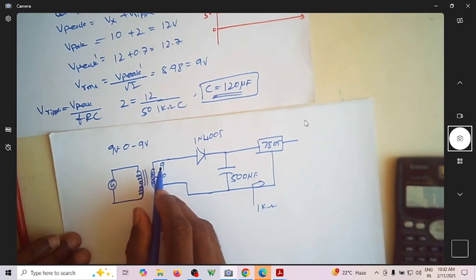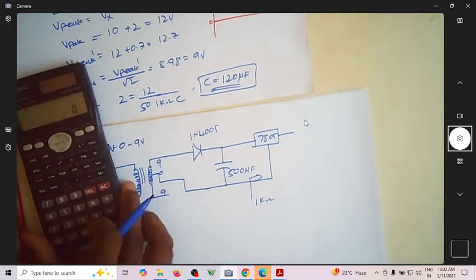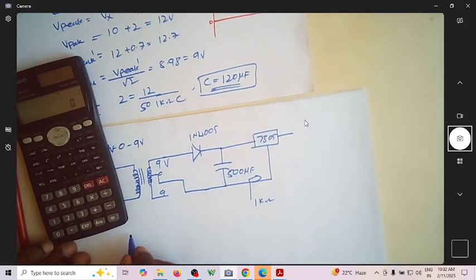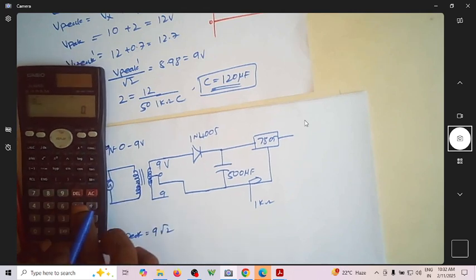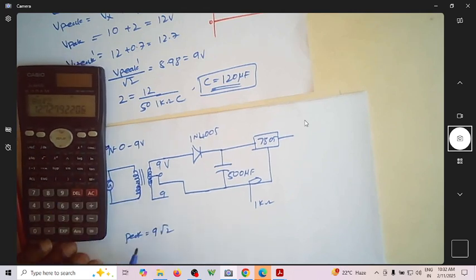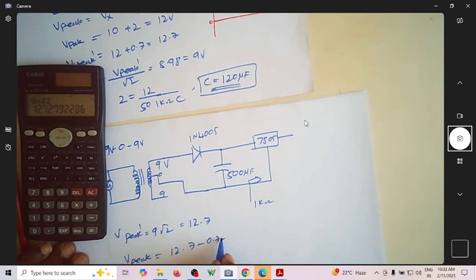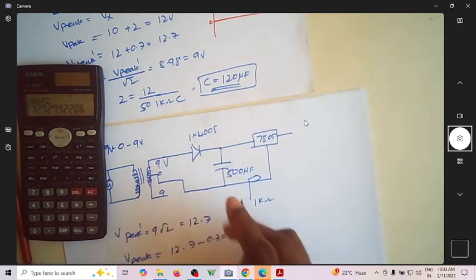Since you're using 9-0-9, this is 9 volt RMS. So what is the peak you're going to get? Peak voltage is 9 into root 2, which is 12.7. This is V peak dash. How much is V peak? V peak is 12.7 minus 0.7, which is 12 volt. And how much is V ripple?